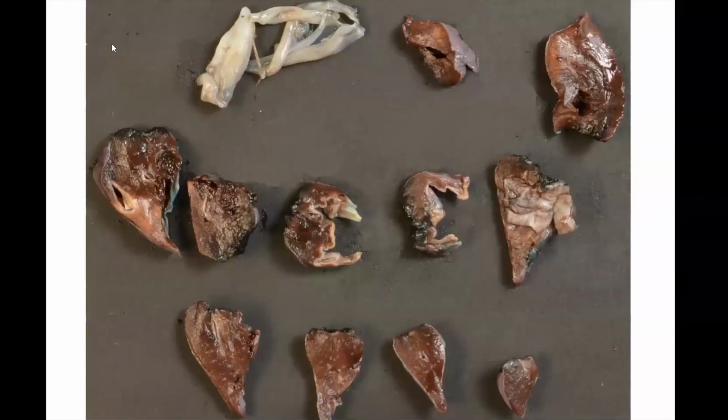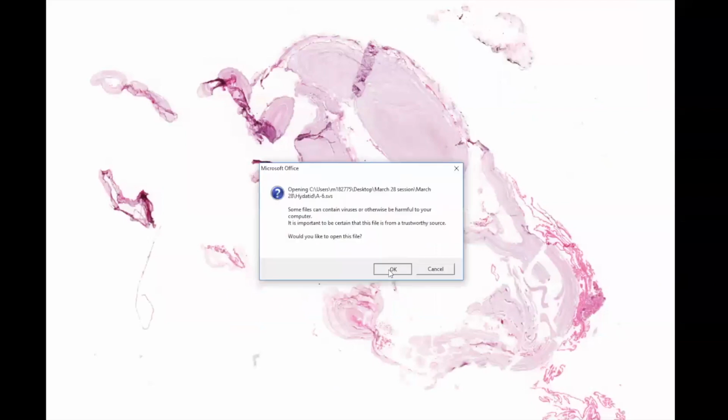So let's get started. Our first case, we actually have a gross photo. This is a wedge resection from the lung. It's been serially sectioned. We have this cystic area here. And when I was grossing this case, this material had come out of the cystic area here. Let's take a look at what this is.